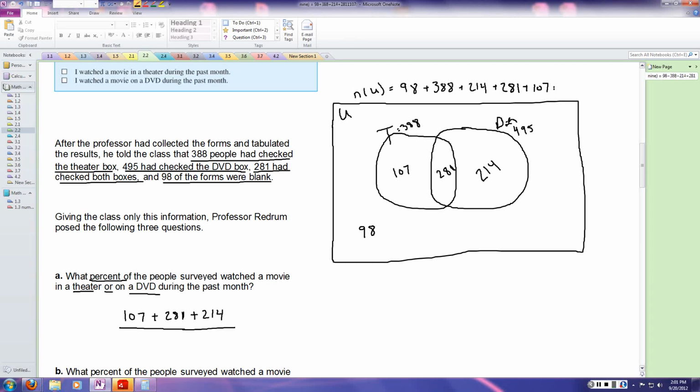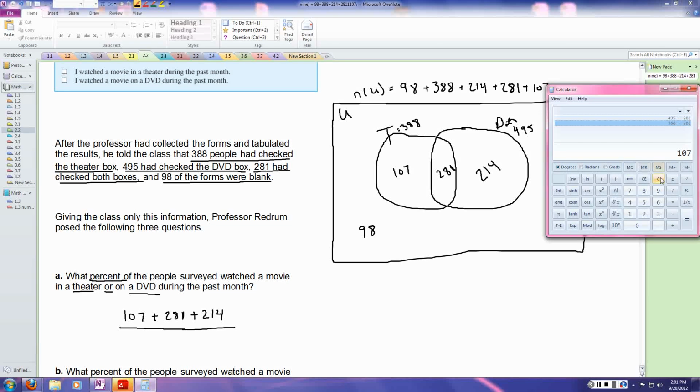So if I pull up my calculator, I have 98 plus 388 plus 214 plus, oops, I did something wrong.